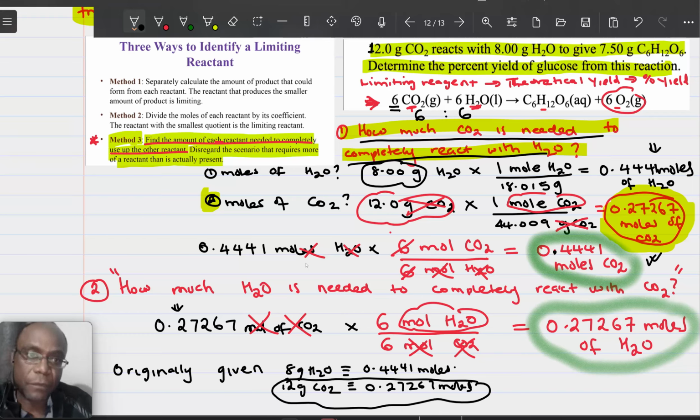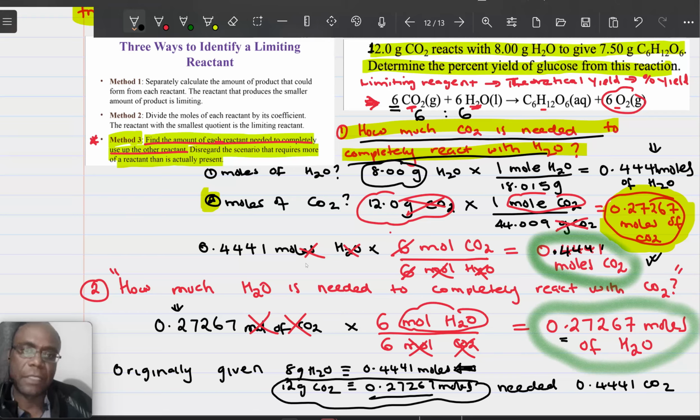We need 0.4441 moles of CO2 to completely react with water. Yet we only have 0.27. And in the second case, how much water is needed to completely react with CO2? We just need 0.27267. Yet originally we have 0.4. We have more than enough water compared to CO2. Our calculation says that we need 0.4441 of CO2 to completely react with water. So CO2 is our limiting reagent. Okay, it's too little.